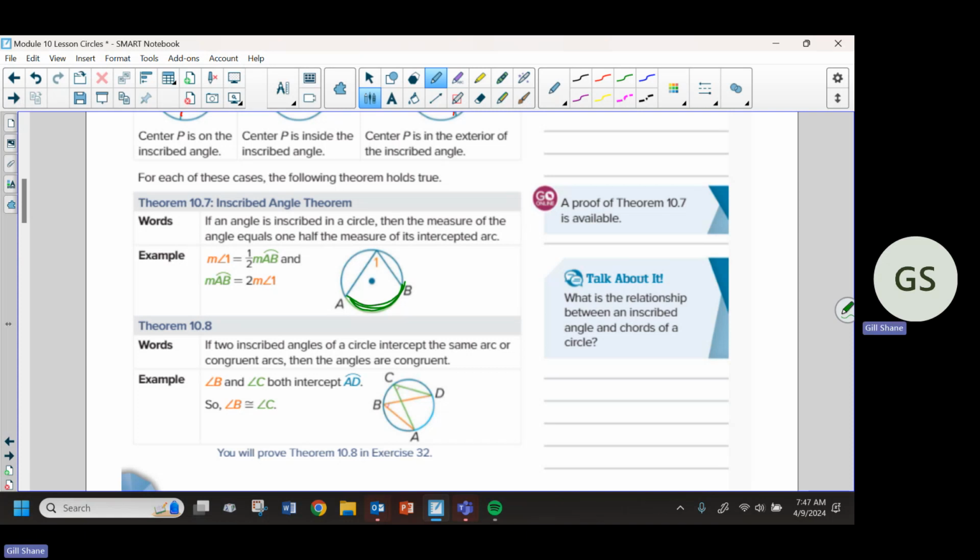They've written it both ways, I guess. So again, the arc is twice the angle, or the angle is half the degrees of the arc. Okay, so memorize that. I don't know that there's an intuitive way to say, oh yeah, I can figure that out. I think that's one you just have to memorize.